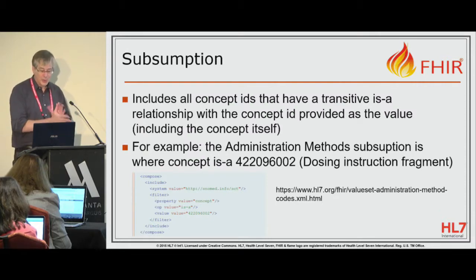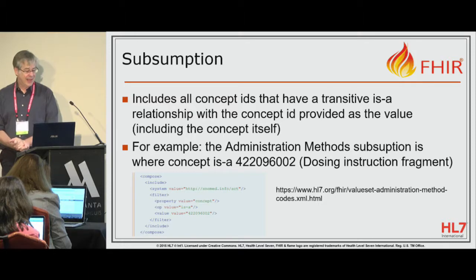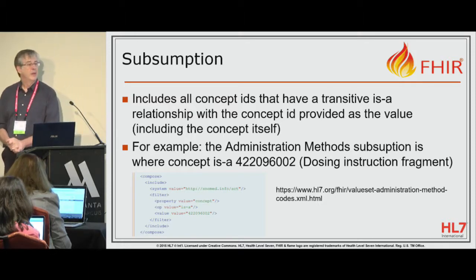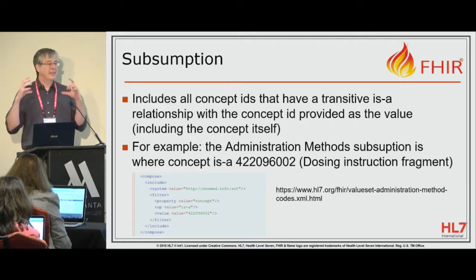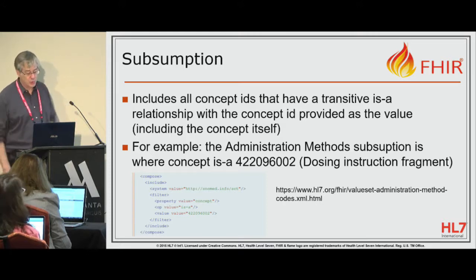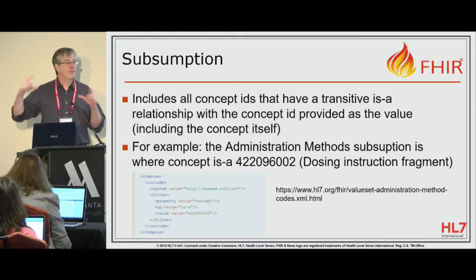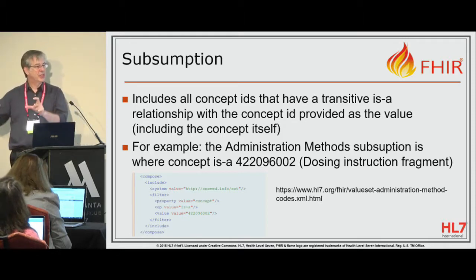Now, subsumption, what a wonderful word that is. Includes all concept IDs that have a transitive is-a relationship with the concept IDs provided by the value, including the concept itself. That's a long way of saying everything that's in this group. So is a 42200969902 dosage instruction fragment. You're saying all the ones that are part of this grouping, I want those. So is a section of that.